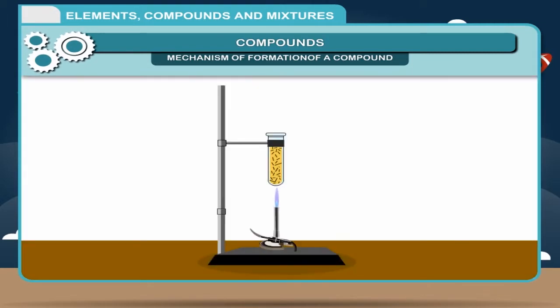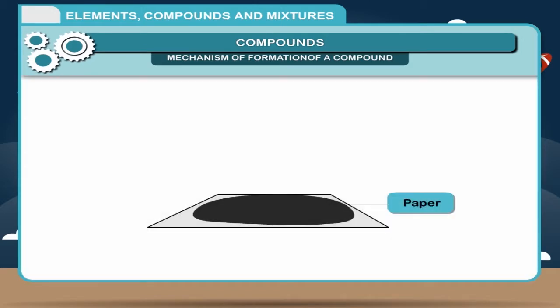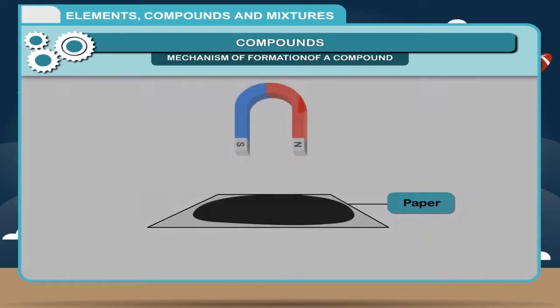Transfer the mixture in a test tube and heat for a long time. You will notice that even after you stop heating the mixture, the test tube continues to glow for some time. Cool the test tube and remove its contents. The test tube contains a metallic solid which can be powdered. Spread this powder on a paper and pass a magnet over it. Nothing sticks to the magnet.